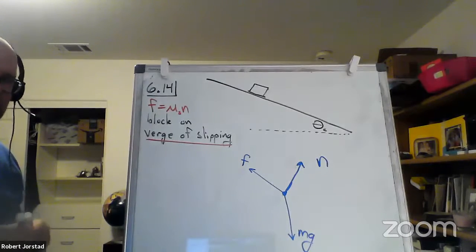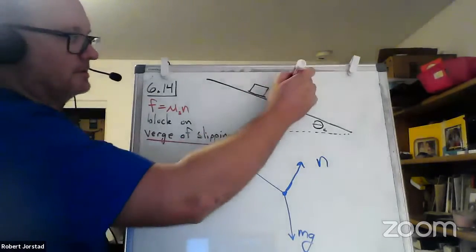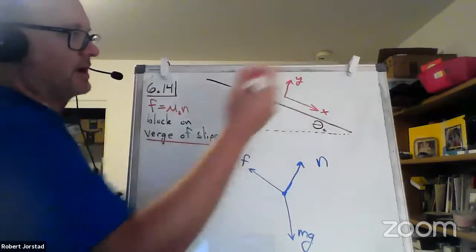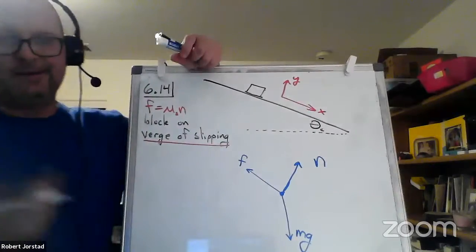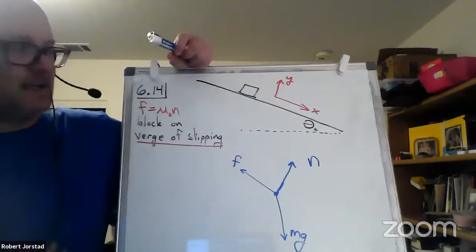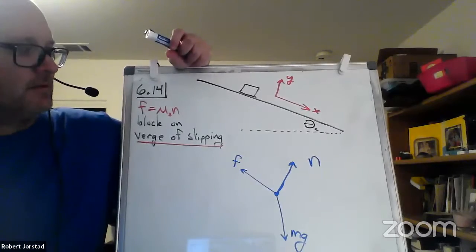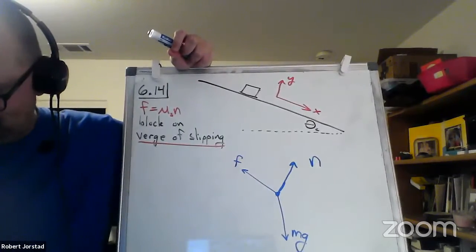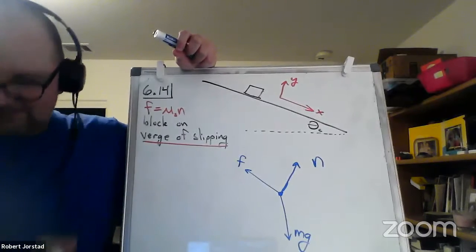Probably rotated. Yeah, I would probably use rotated too, unless you have a special problem. Usually on inclines, we use rotated. You could call whatever direction you want positive. I'm just going to call down the ramp positive because it fits well. What's the acceleration in this case? Which way is it accelerating? It's not accelerating. Yeah. Exactly.